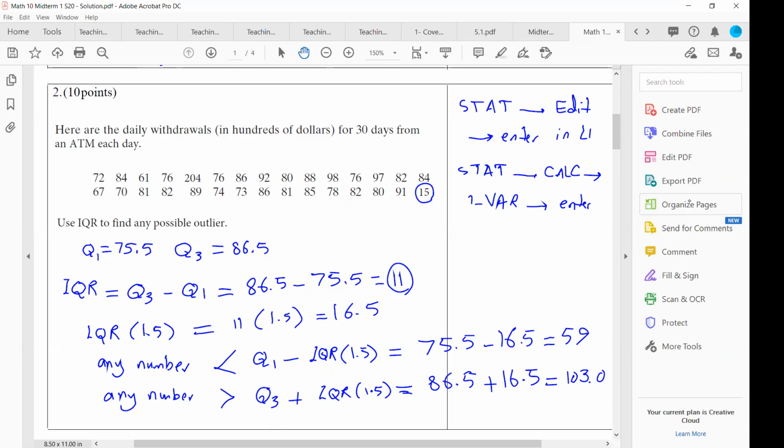Any number greater than 103 can be a possible outlier for us. Greater than 103. Do we have any number greater than 103? Yes, we have 204. So these are our outliers in this collection.